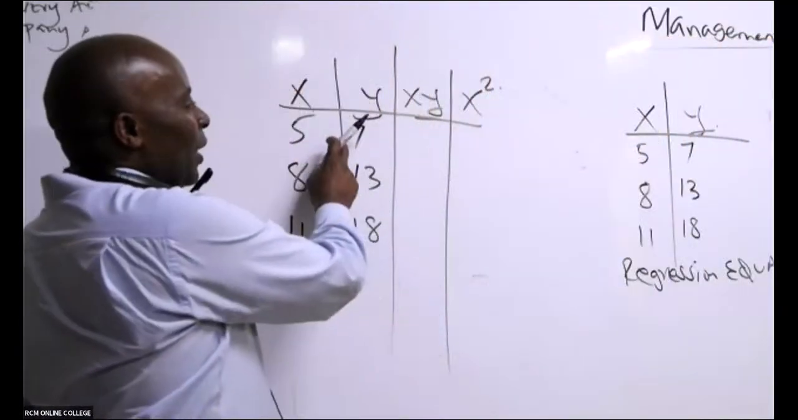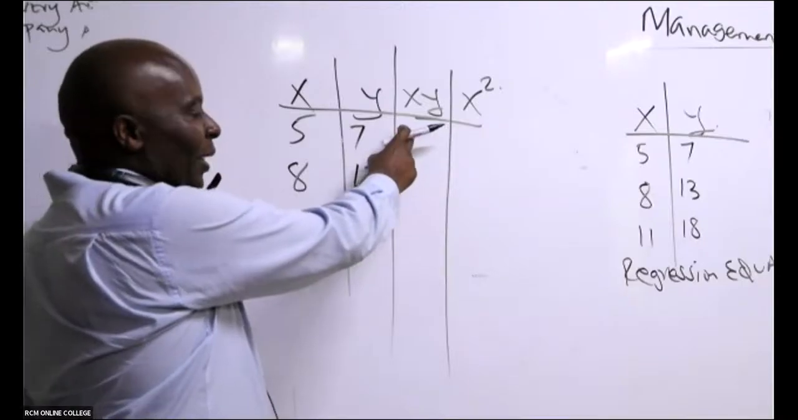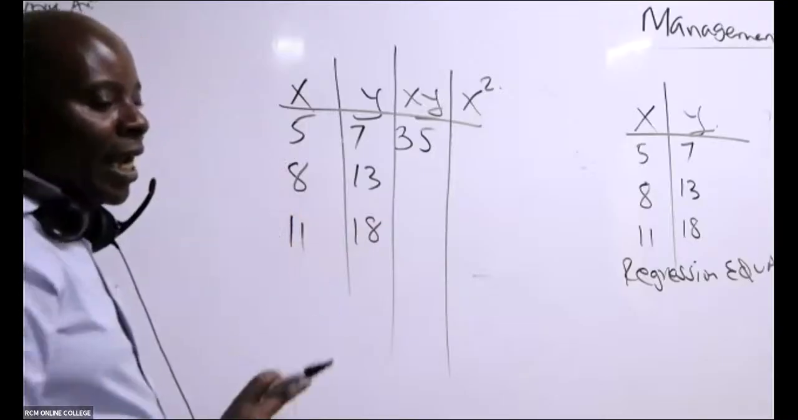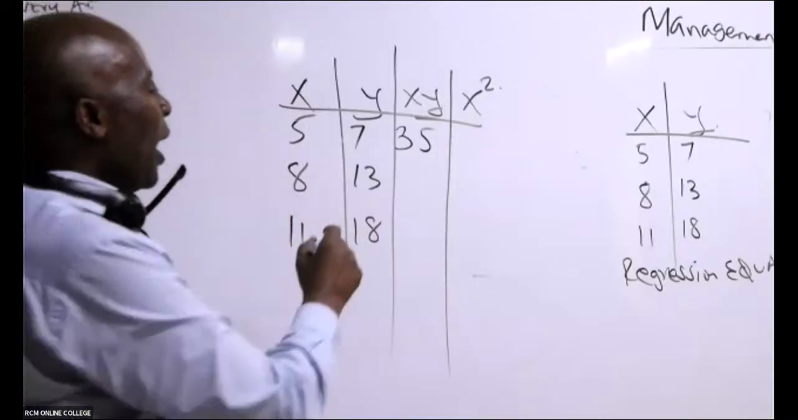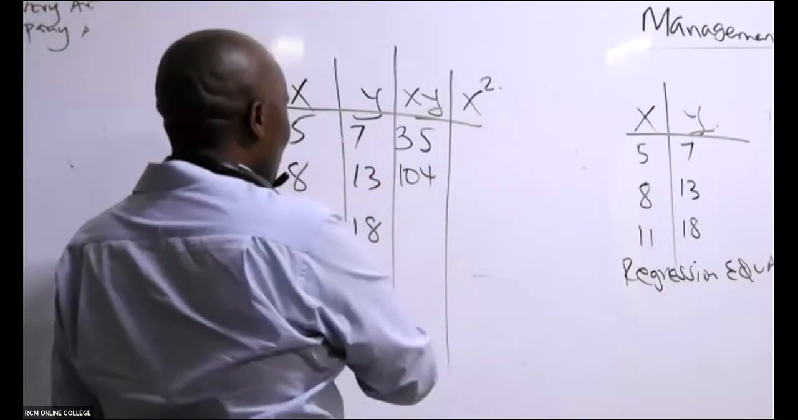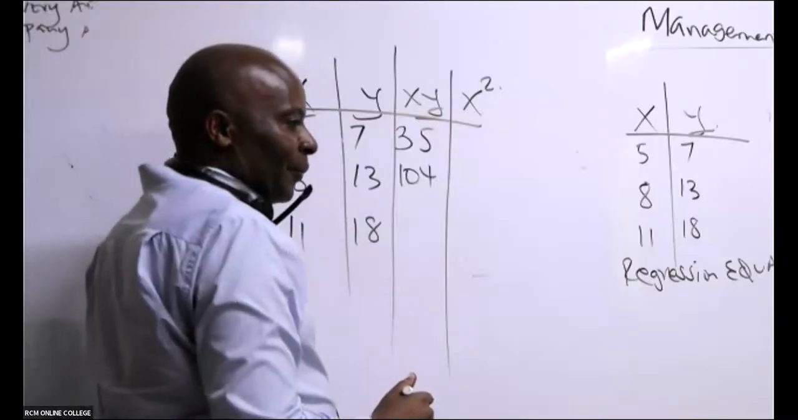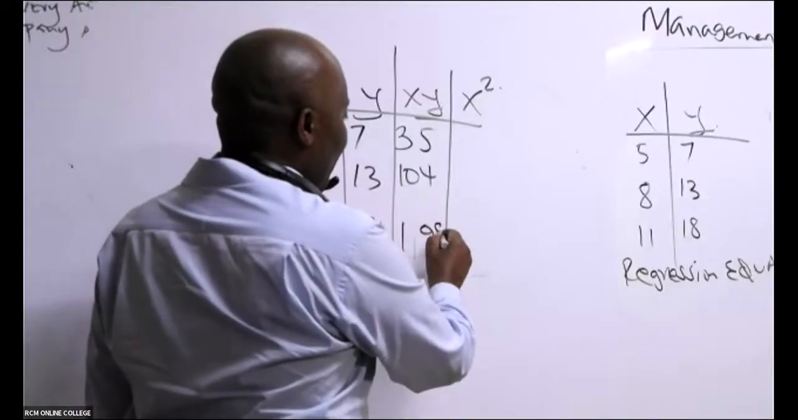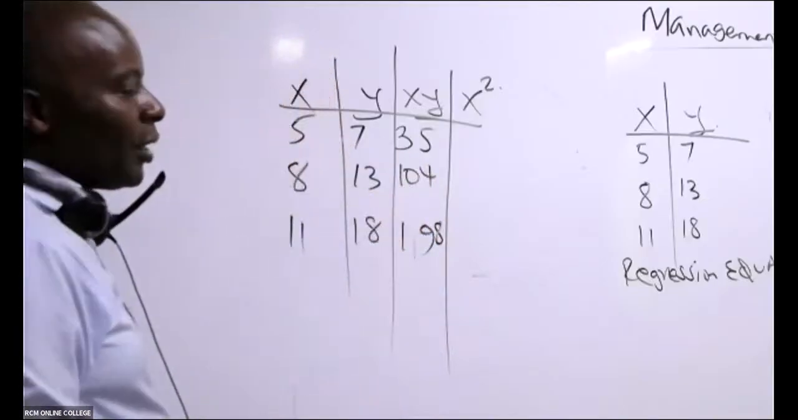So 5 times 7 gives me how much? 35. Thank you. How about 8 times 13? 104. Thank you very much. 11 times 18? 119. 198. Thank you so much.